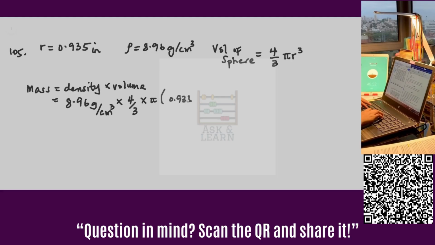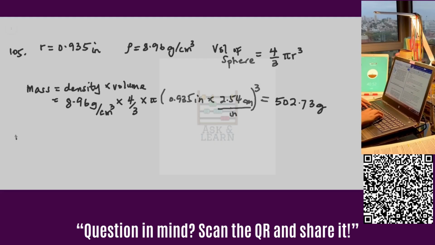So 0.935 inches. We just have to multiply this by 2.54 centimeters, because we know for every inch we have 2.54 centimeters, and this is cubed, right? So upon solving this, we're going to determine that the mass of the sphere is 502.73 grams.